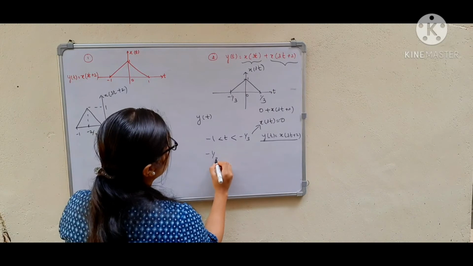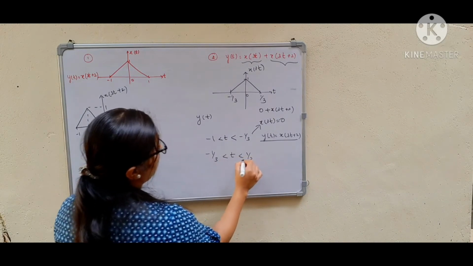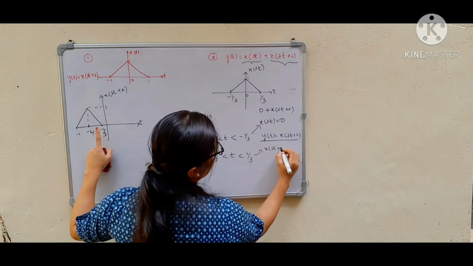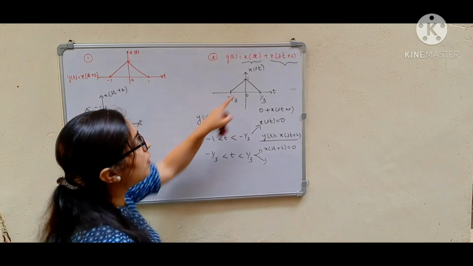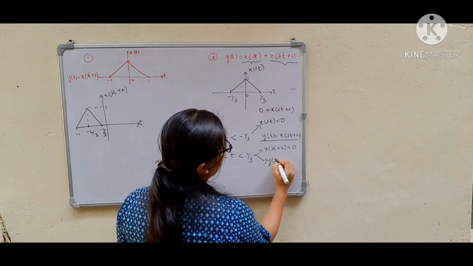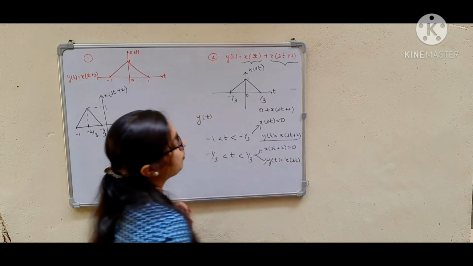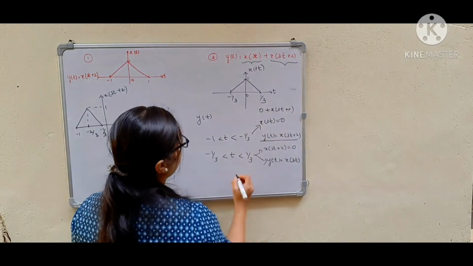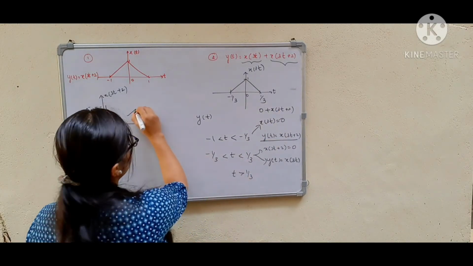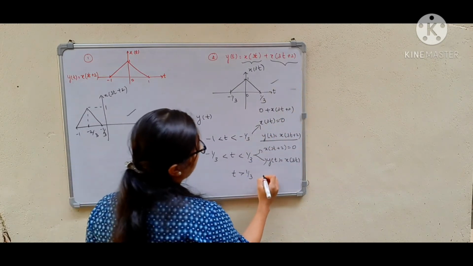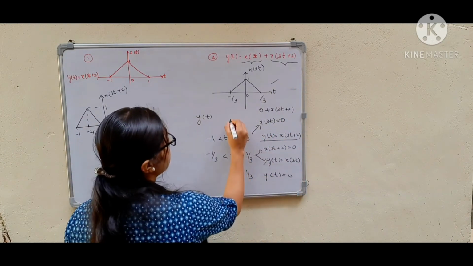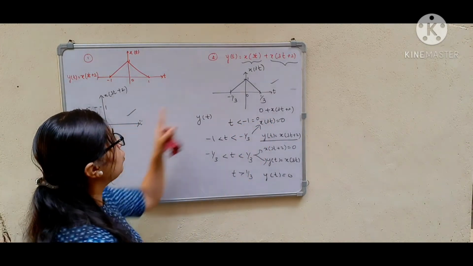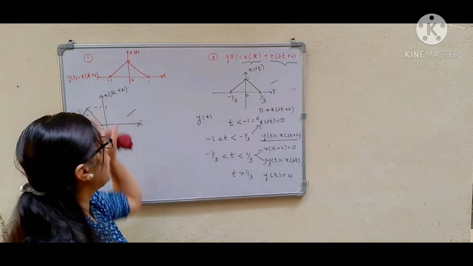Then we will consider minus 1 by 3 to 1 by 3. In this case, you do not have x of 3t plus 2. So x of 3t plus 2 is equal to 0. And we have the value x of 3t. So y of t will be equal to x of 3t, because 0 plus x of 3t is equal to x of 3t. And next, greater than 1 by 3, you do not have this also. So it will be equal to 0. And less than minus 1 also, it will be equal to 0. Because less than minus 1, we do not have x of 3t, we do not have x of 3t plus 2.